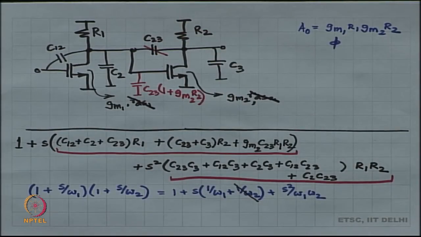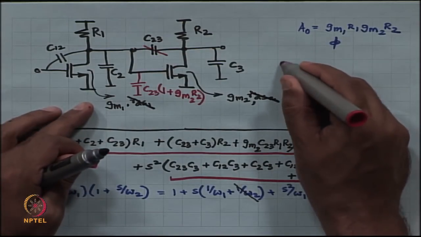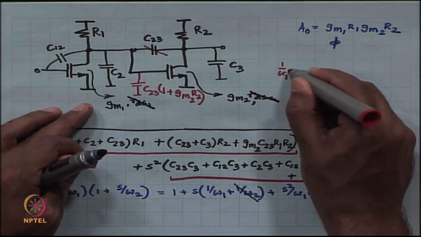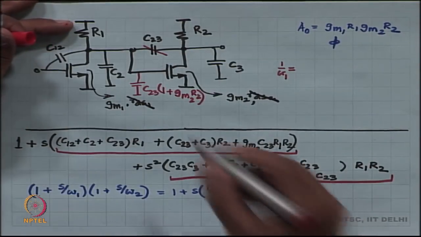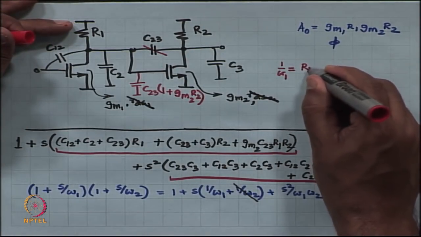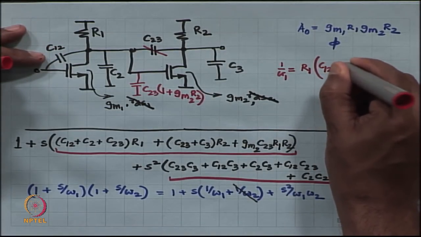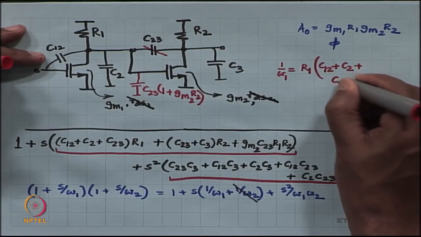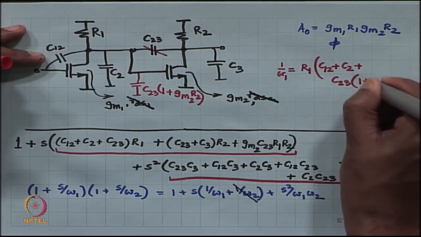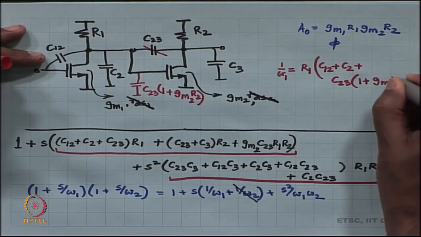So, this was Miller, okay. And therefore, as far as my first pole is concerned, as far as omega 1 is concerned, omega 1 is less than omega 2, 1 by omega 1 would be equal to R1 times C12 plus C2 plus C23 times 1 plus GM2R2.